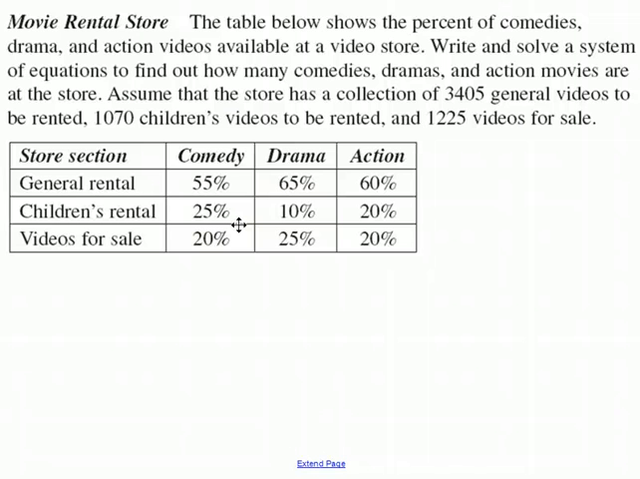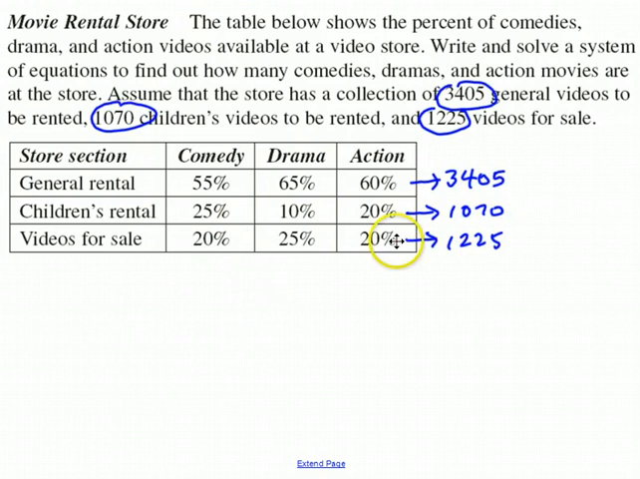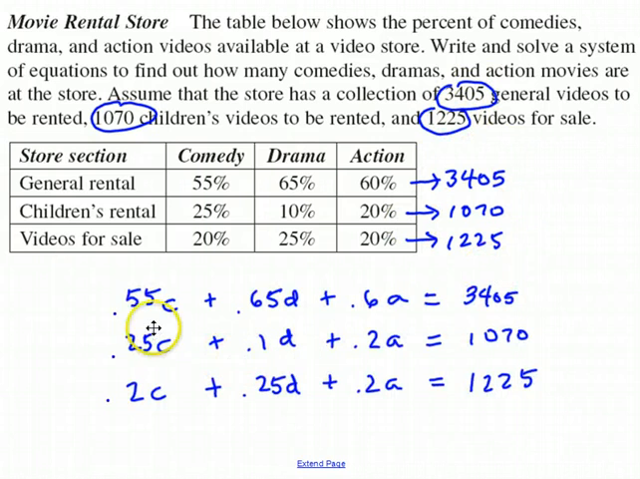Okay, last scenario. I said I was going to come to this. I'm not going to solve this for you, though, but this is an example of a word problem. This is a nicely set up one for you because not only do you get the description here, but they've already given you the table. In order to turn this into a 3x3 system, notice that you've got these values that are totals, and so really what you have is 0.55c for comedies plus 0.65d for dramas plus 0.6a for action equals 3,405.